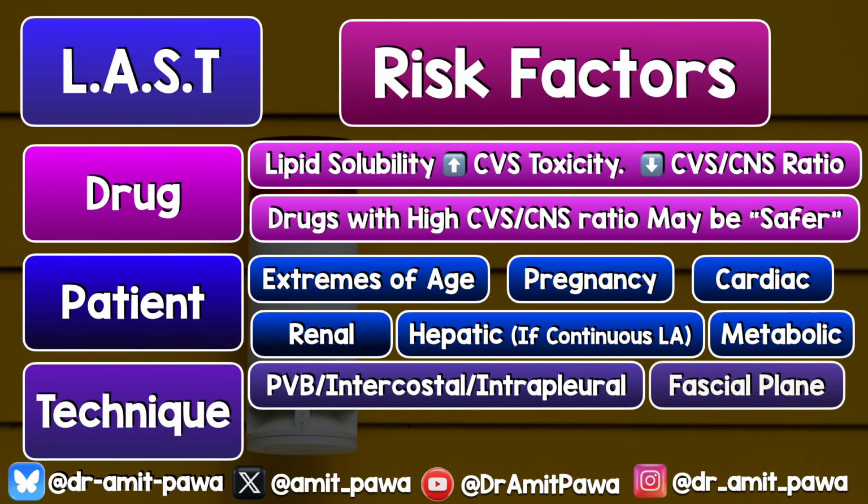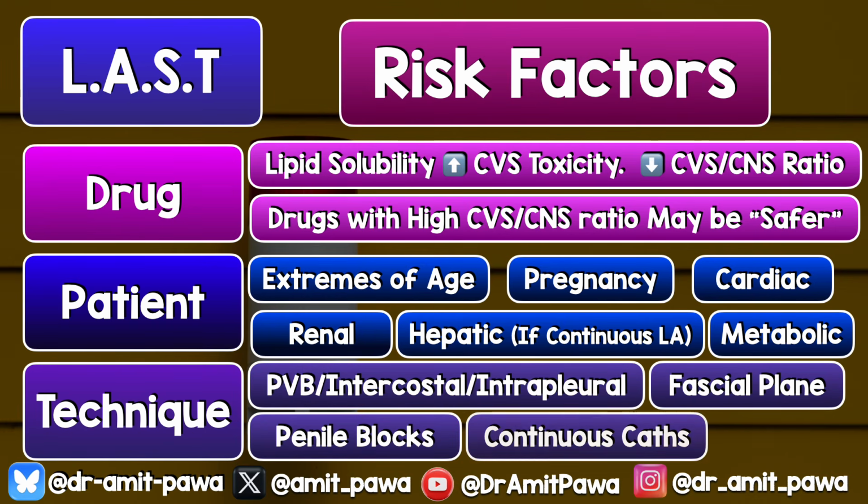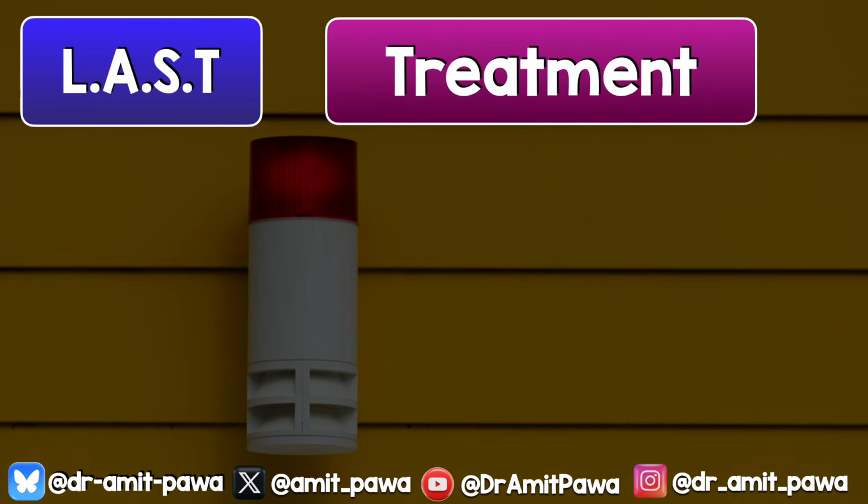In terms of technique, there are certain techniques that are associated with a higher risk, such as paravertebral, intercostal, intrapleural blocks, fascial plane blocks, penile blocks, continuous catheters, and local infiltration analgesia. So you now know the risk factors, you know what the signs are. How can you treat local anaesthetic systemic toxicity?